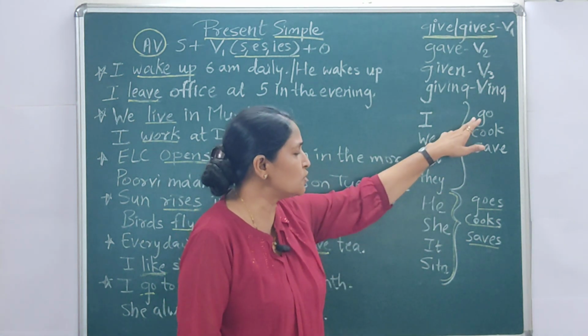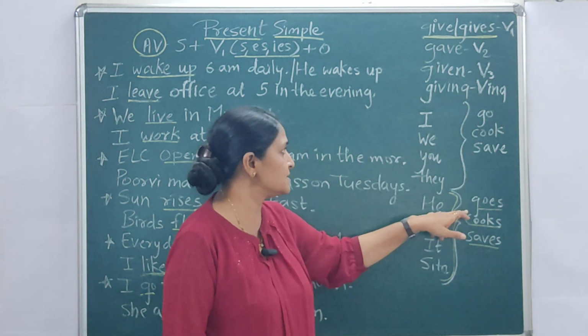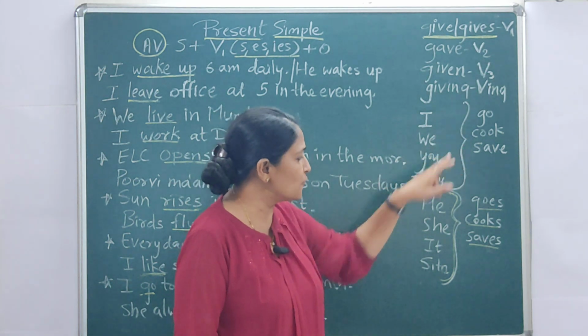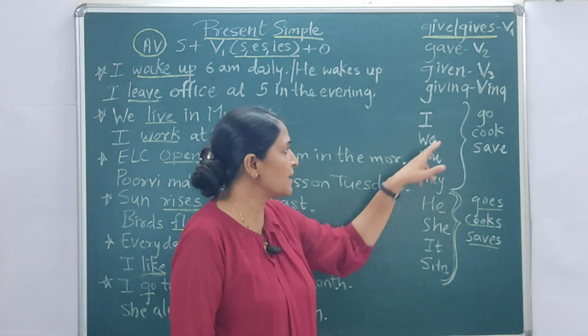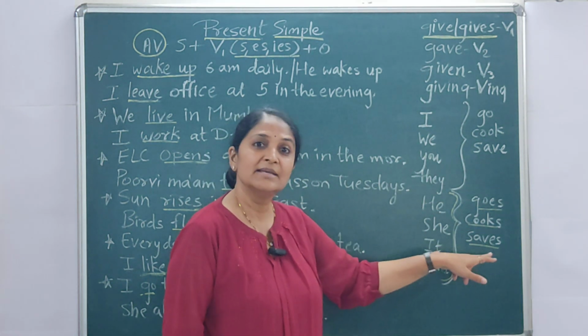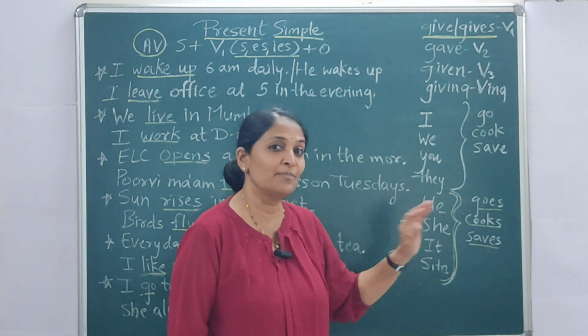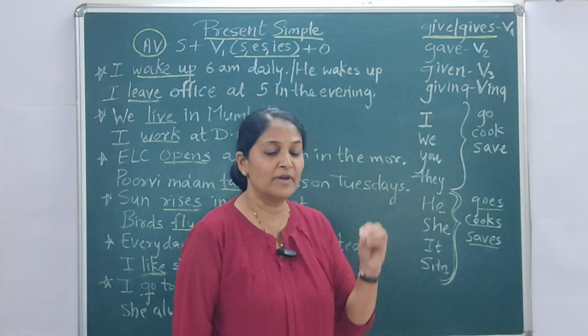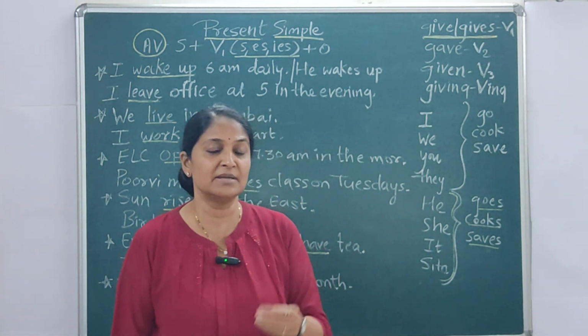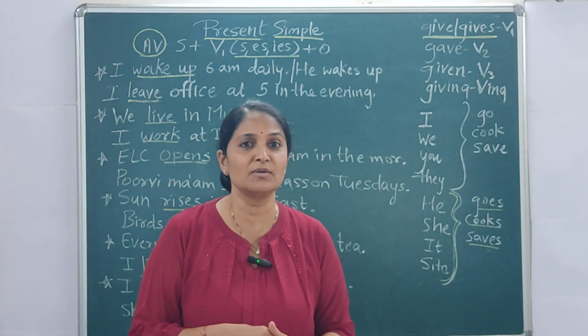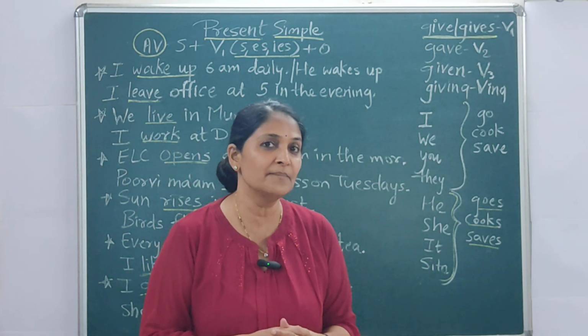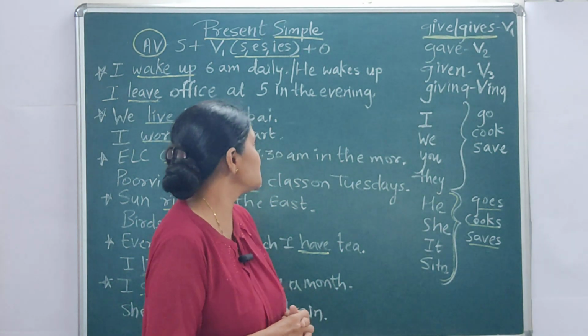See, so I go to office, he goes to office. I cook food, she cooks food. We save money, she saves money. Now this is a rule, you have to remember it. So whenever you are using present simple tense, if the subject is singular, you need to put s/es with the verb. Hope you understood this much.